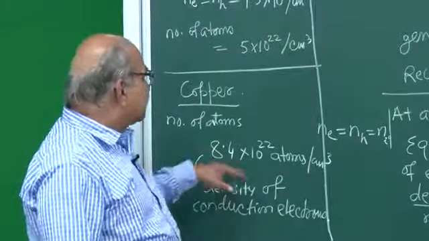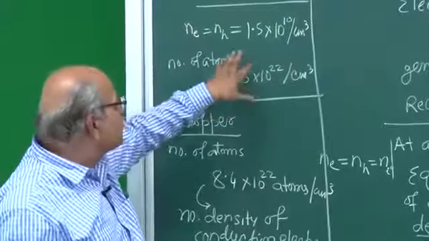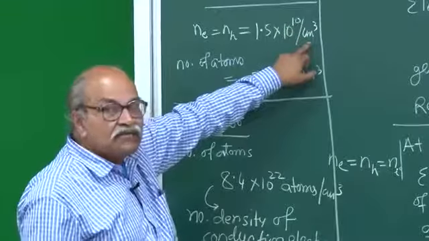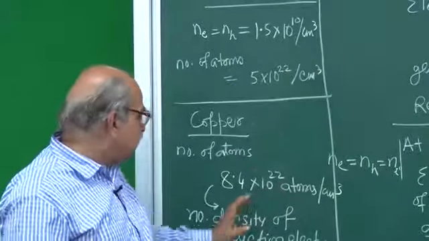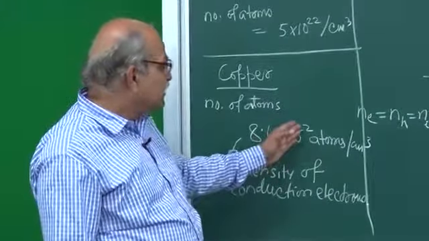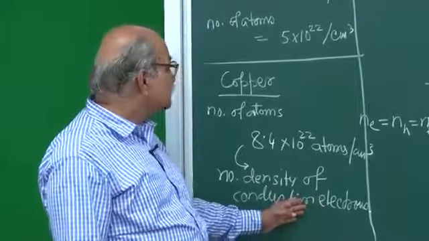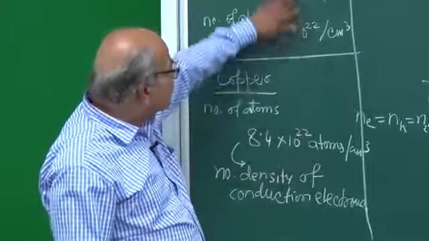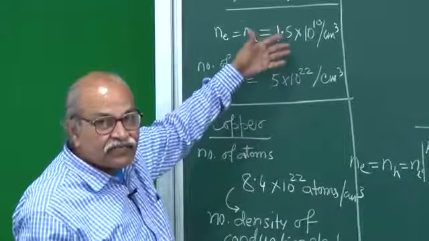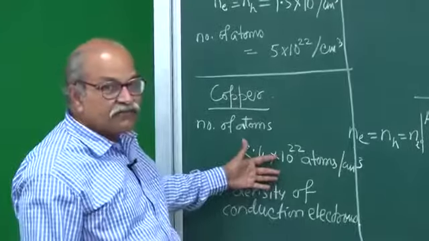So you can compare the number of electrons and the number of holes. If you add them, the total charge carrier density is 3 into 10 power 10 per centimeter cube, whereas in a good metallic conductor, this is 8.4 into 10 power 22 atoms, and the same number of conduction electrons per centimeter cube. If you compare these numbers, you see a factor of 10 power 12 or so. So the conductivity of these materials will be much smaller than the conductivity of metals.